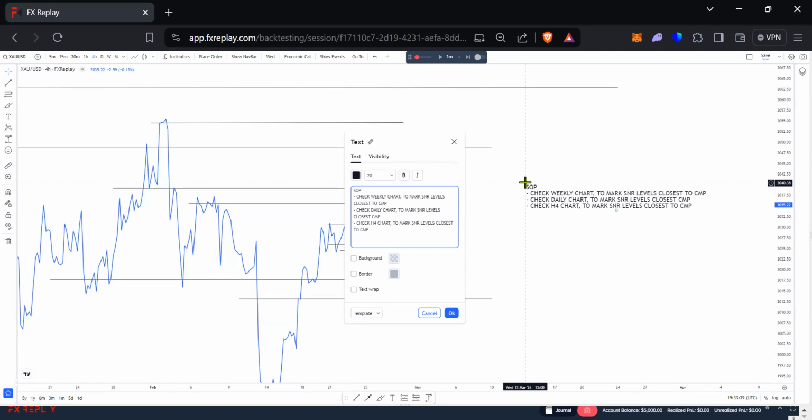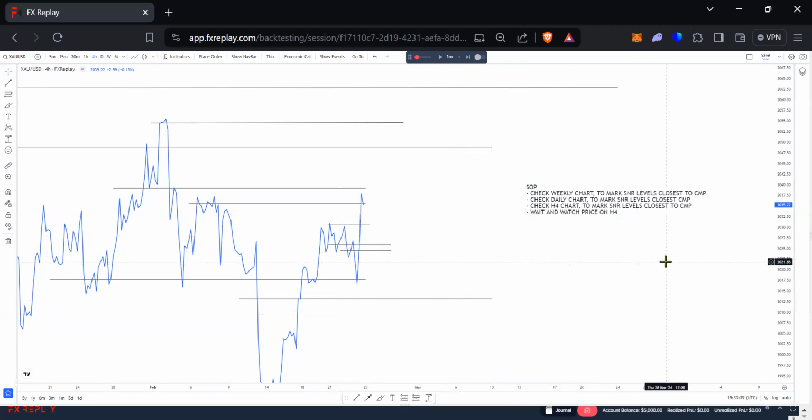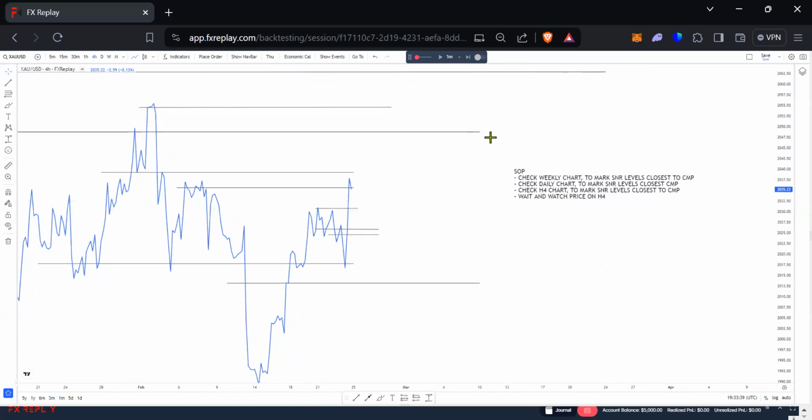The next thing is now to wait and watch price on H4. So that's the next thing to do. You want to wait and watch price on H4, which is why we're not going to go lower than H4 if we are going to be watching what price is going to do. And the reason for this is that we believe that the H4 chart is worthy to be a setup time frame.